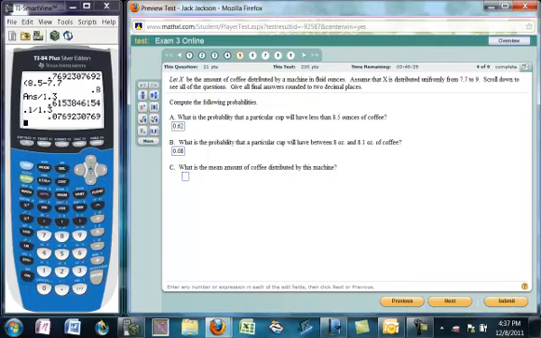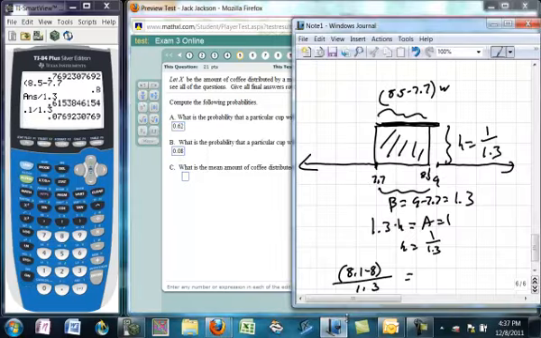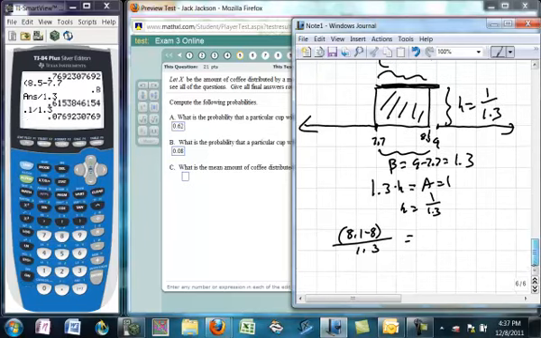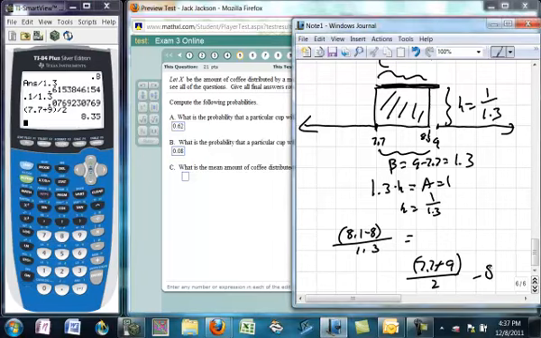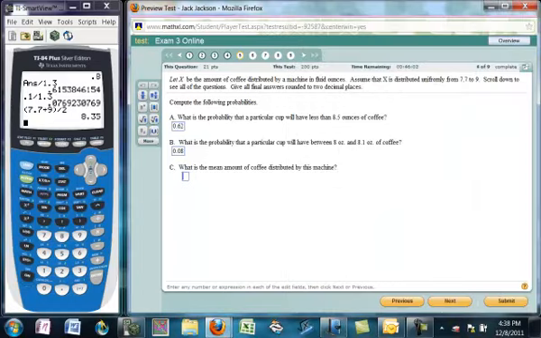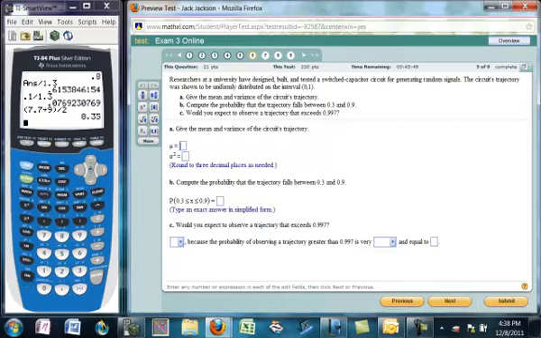And the mean amount is going to be exactly right in the middle of that bar, which is halfway between 7.7 and 9, which is just averaging those two: 7.7 plus 9 divided by 2. And that is 8.35, and that's going to be our mu. 8.35, 2 decimal places. Next. So 5 out of 9 done.